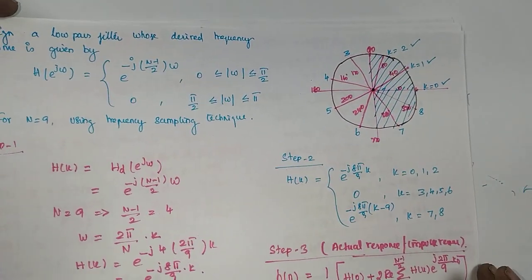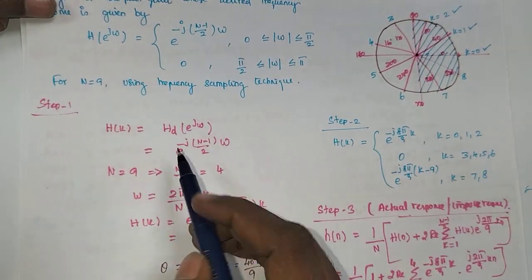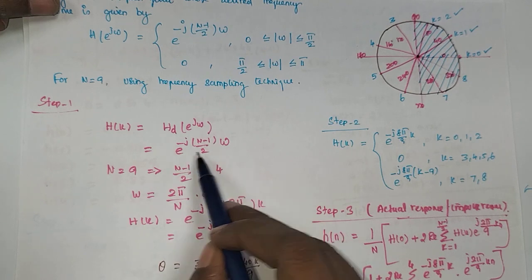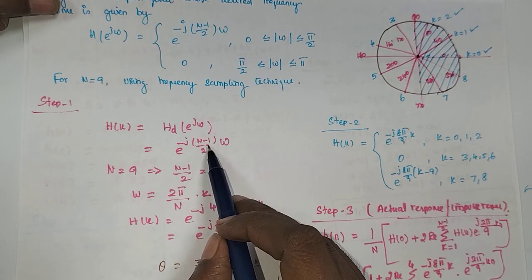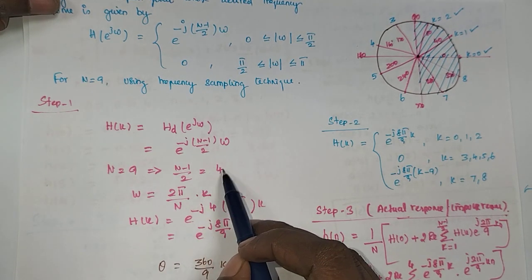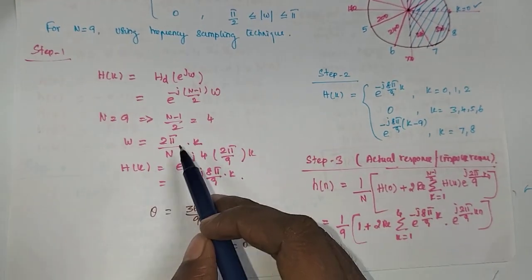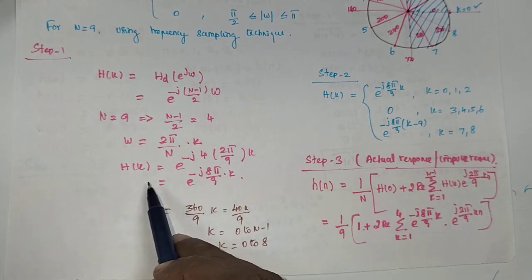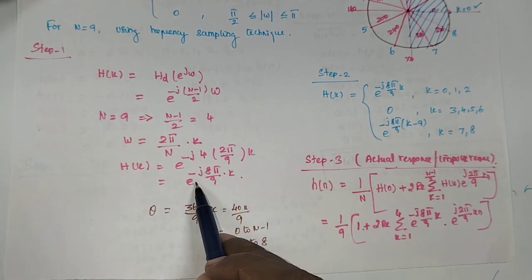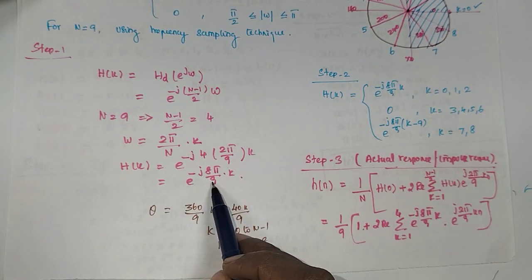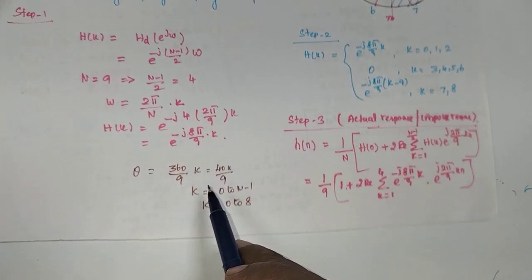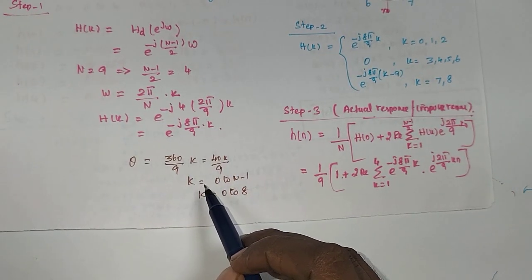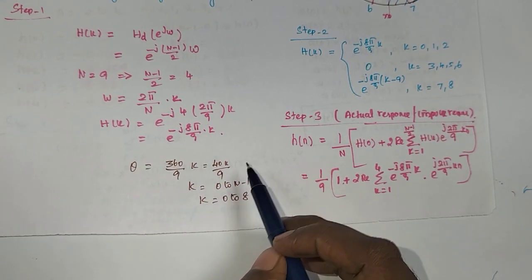Based on the given problem, first find the h of k value. That is from that problem, e power minus j n minus 1 by 2, that is 4 omega. Omega, you sample the k values for different k values, 2 pi by n into k. So that h of k is equal to, we just multiply it, e power minus j 8 pi by 9 into k. Next, we're going to find the response of the filter for different k values.